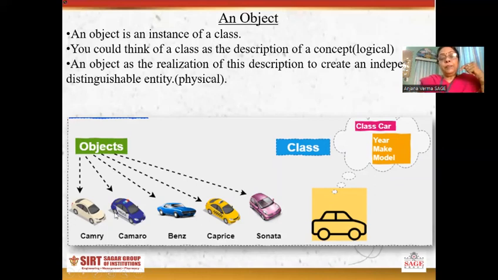Every car has common properties like year, make, model, color, and wheels. These are the same things, but in every object, these values are different. In every person, if we say person is a class, it has attributes like height, weight, color.